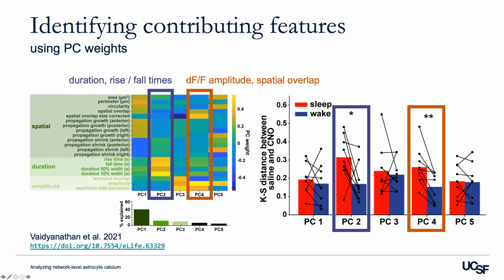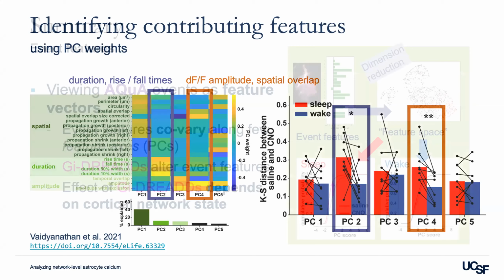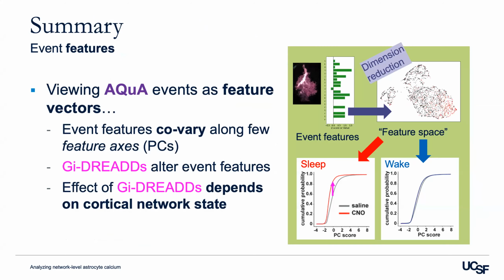So in this particular case, by viewing events as feature vectors, we were able to identify that there is a low dimensional representation in which the event features covary, that activating GI dreads alters the characteristics of event features, and that this effect of GI dreads actually depends on the cortical network state. So there are components for which there is a larger effect of the GI dread manipulation in the sleeping condition than in the wakefulness condition.